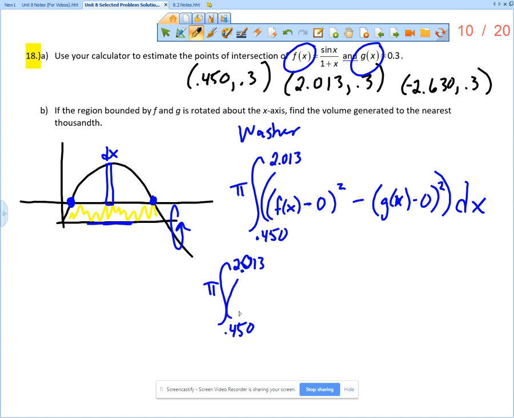2.013 of sine of x over 1 plus x minus 0 squared. Of course, you don't even need the minus 0. Minus 0.3 minus 0 squared, right? And then dx. Of course, you can drop the minus zeros. All right, now let's go ahead and calculate this.